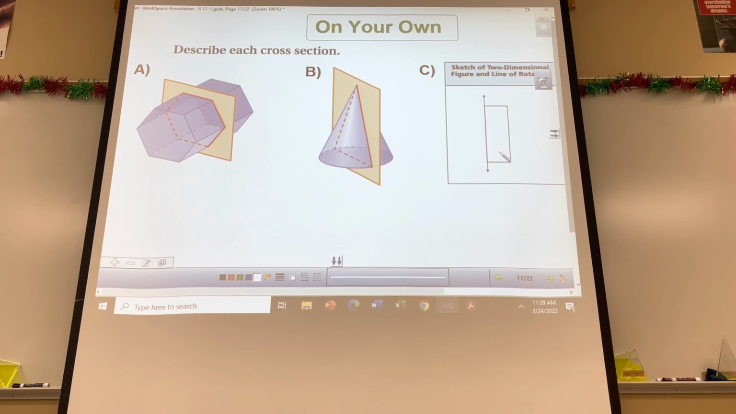Think about it this way, guys. If I took this and rotated it all the way around, and this is my axis of rotation, what am I forming here? Rectangle. Think something with a circular base. Yeah. This thing is a cylinder.